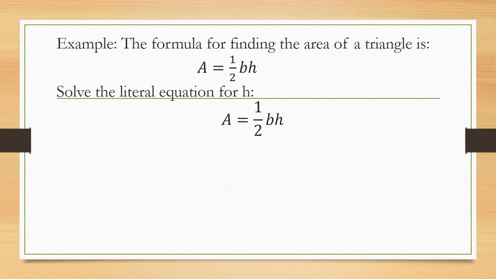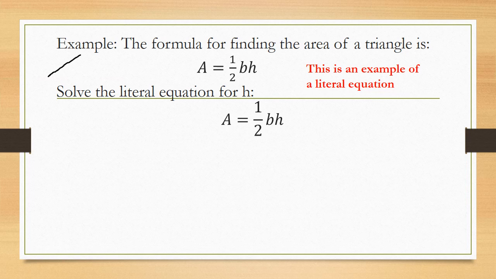Let's take a look at this example. The formula for finding the area of a triangle is A equals 1/2 BH. And this is an example of a literal equation because it has three different variables. We have A, we have B, and we have H. Now, let's try and identify what A, B, and H stand for.